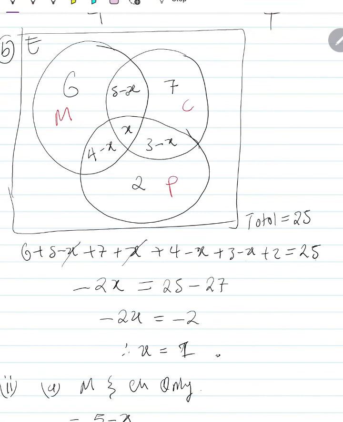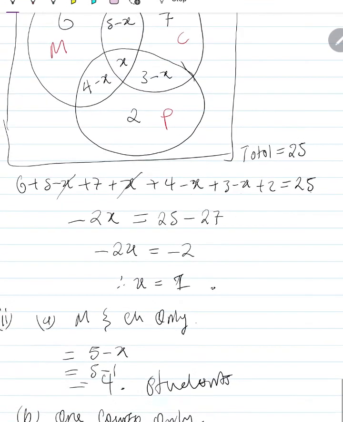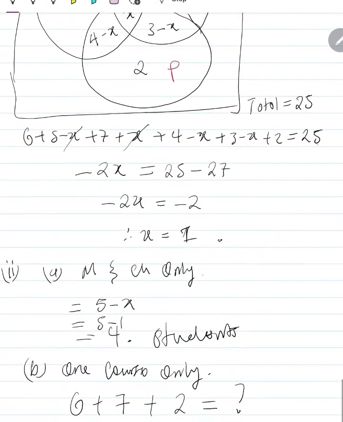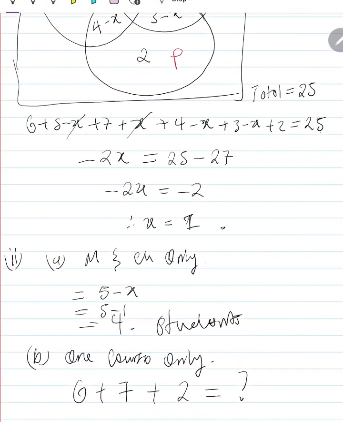Remember, the 5 minus x, they did both mathematics and chemistry, and these ones they did mathematics and physics, but only one course is 6 for mathematics. So 6 they studied mathematics only, 7 they did physics only, chemistry only, plus 2 they did physics only. So you can add those.